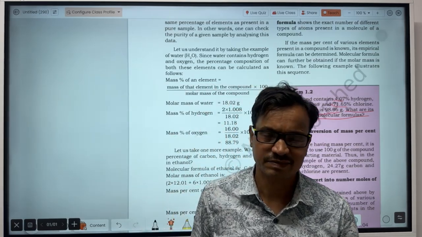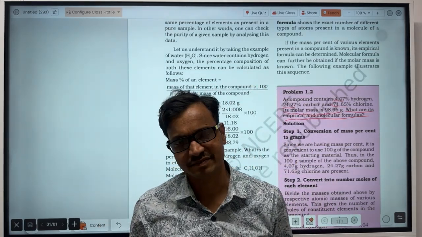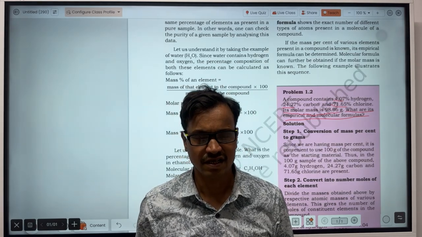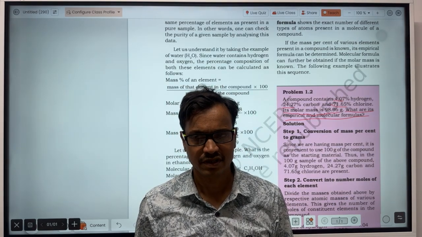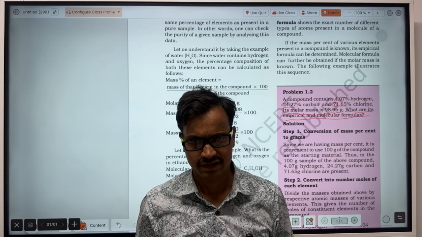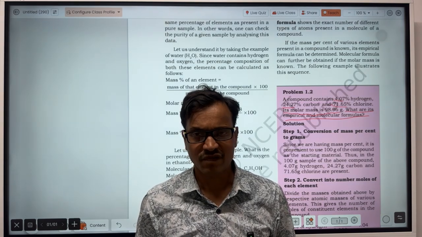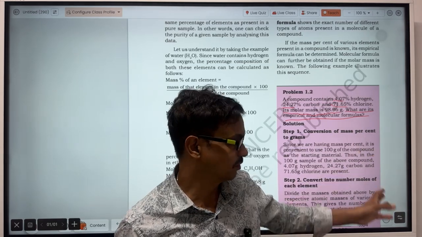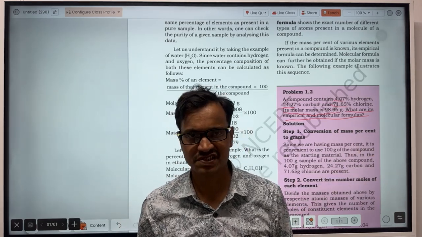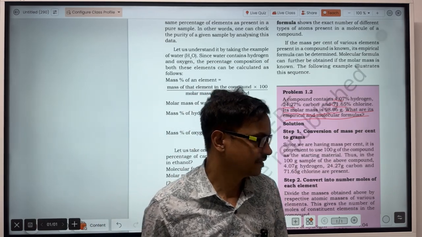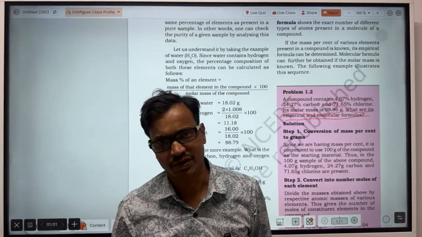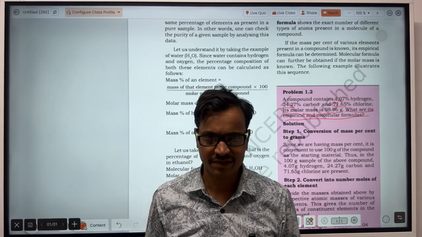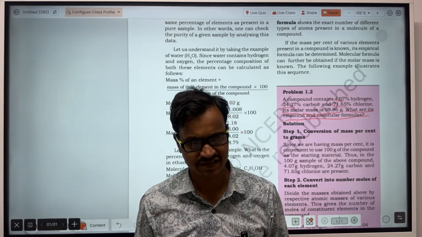In the empirical formula, it is asking in which ratio the different elements are present in the molecule, the number of atoms of different elements present in a molecule of that compound. The second question is asking what will be the number of atoms of different elements in a molecule of that compound.